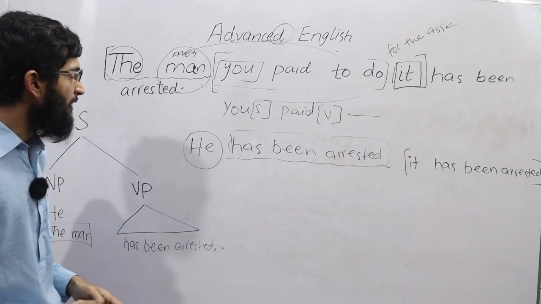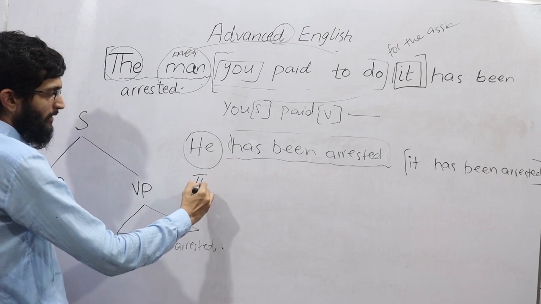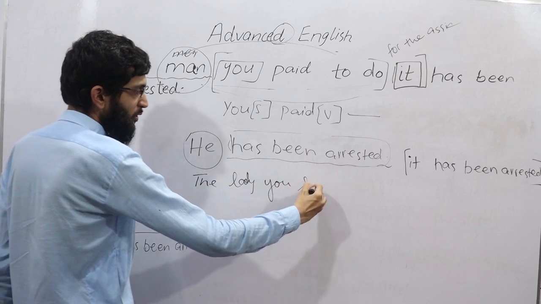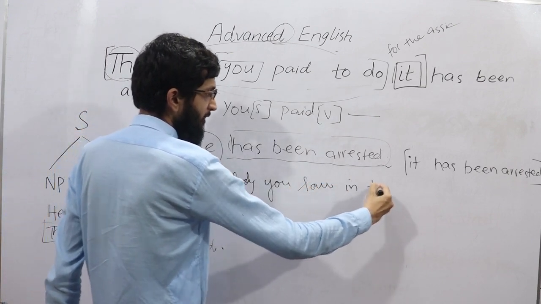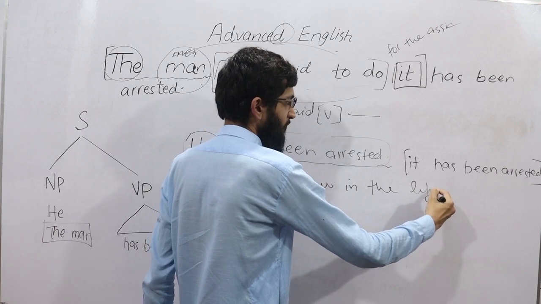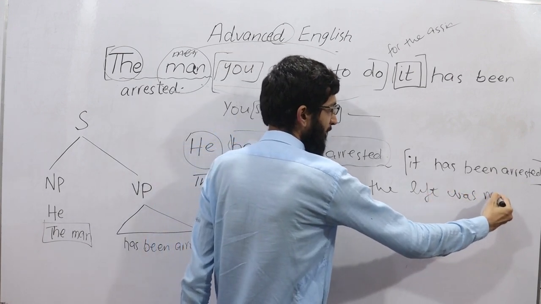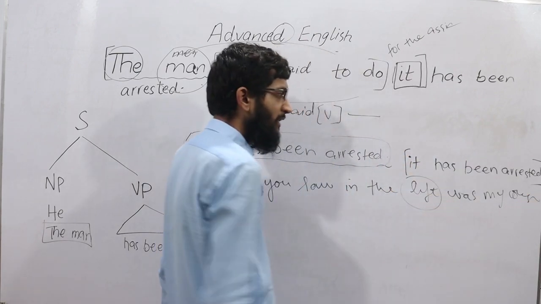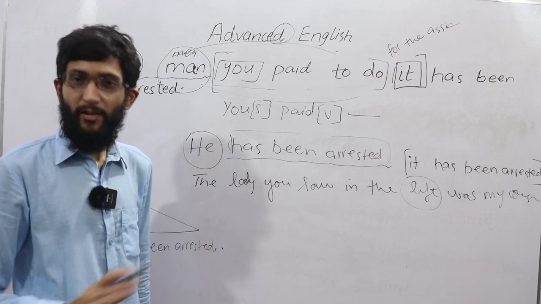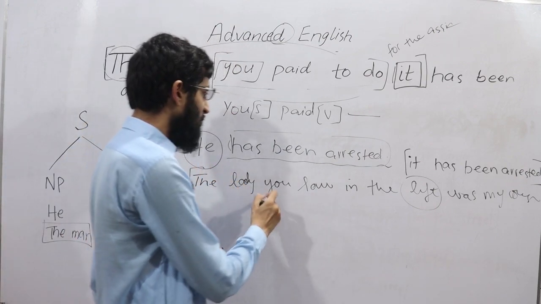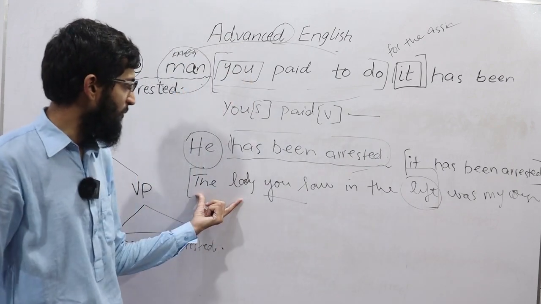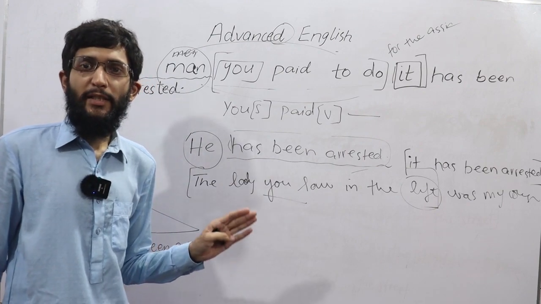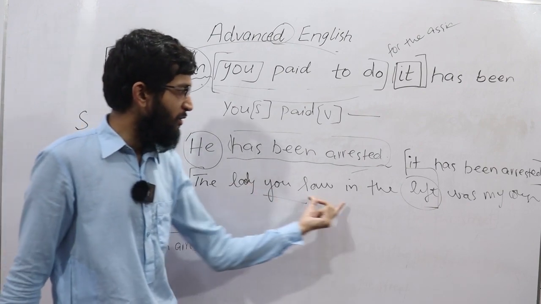So let's see another sentence. The lady you saw, the lady you saw in the lift was my cousin. So you might understand that lift was my cousin. No, never. Lift was never my cousin, but the lady you saw in the lift was my cousin. That means the lady was my cousin. So somebody asks you, who is that lady? So the lady you saw.